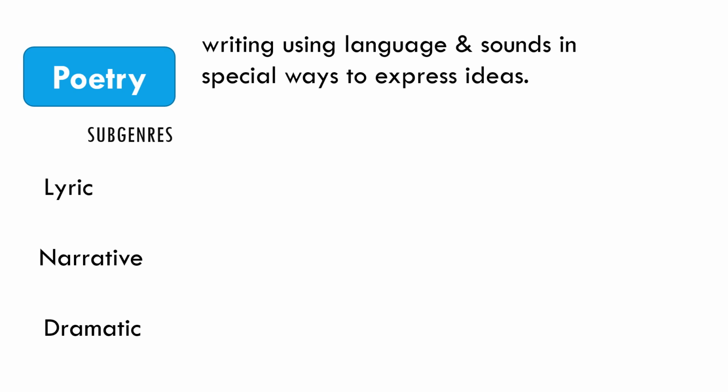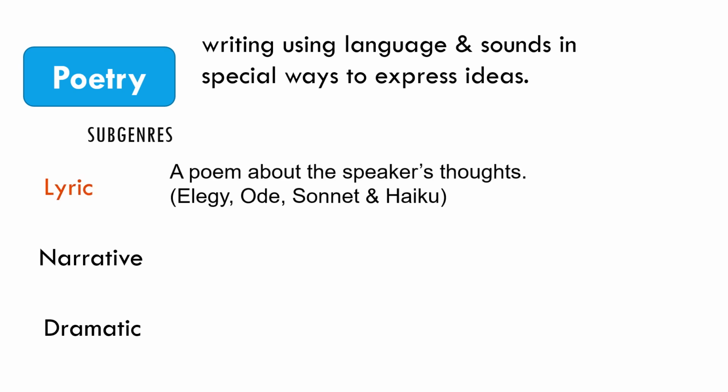This time, let's talk about the subgenres of poetry. Poetry is writing that uses language and sounds in a special way to express ideas. The first one is lyric. Lyric is a poem about the speaker's thoughts. Examples are elegy, ode, sonnet, and haiku. We have here an example that I have posted.